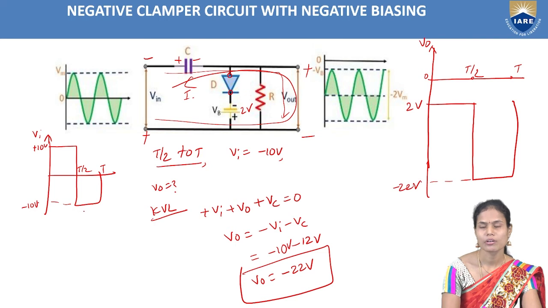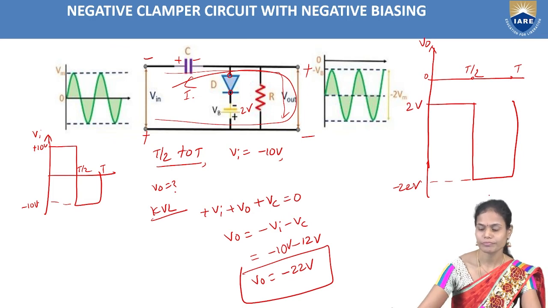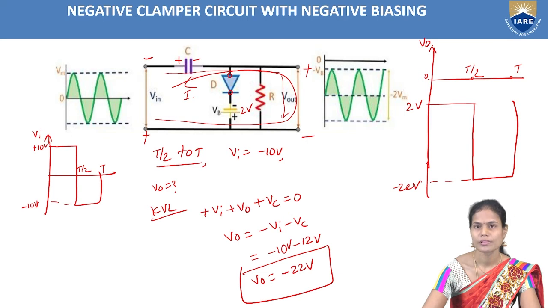So total voltage in the input is 20 volts and across the output also 20 volts. But the average value for the input signal is 0, but the average value of this particular signal is 10 volts. So this is the operation of the negative clamper with negative bias.